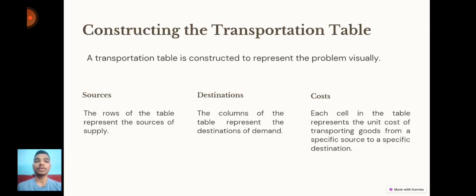Constructing the transportation table. A transportation table is constructed to represent the problem visually. Sources. The rows of the table represent the sources of supply. Destinations. The columns of the table represent the destinations of demand. Costs. Each cell in the table represents the unit cost of transporting goods from a specific source to a specific destination.